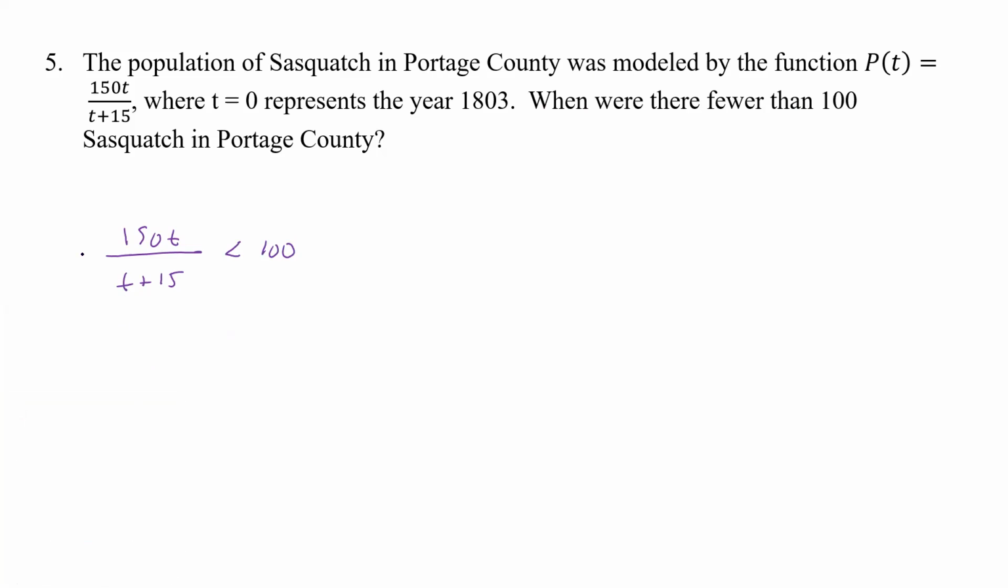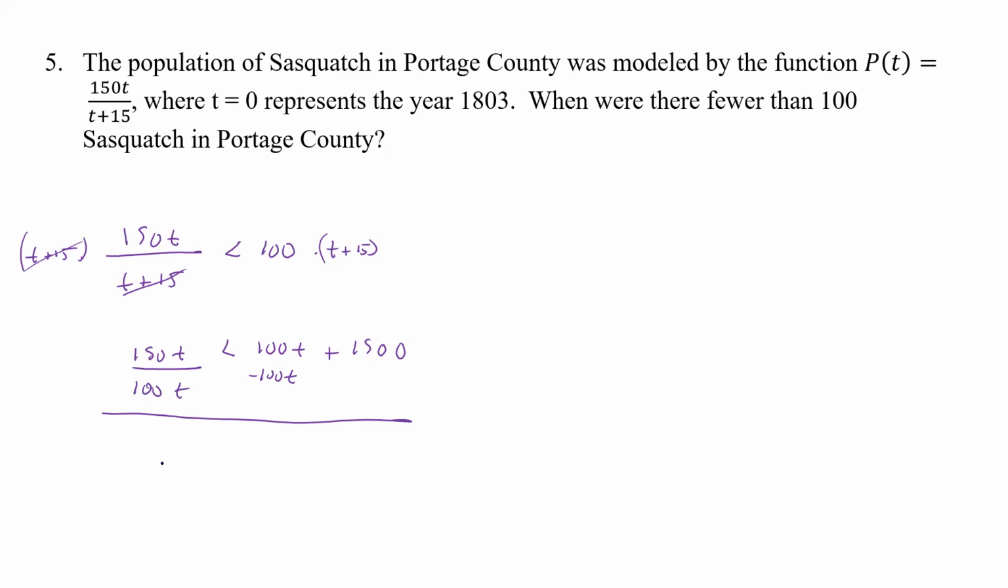Well, how do we solve this? Well, I'm going to multiply both sides by t plus 15, because when I do that, it cancels here. I get 150t less than 100t plus 1500. Okay. Now if I subtract 100t, that gives me 50t is less than 1500, divided by 50, and it looks like t is less than 30. Okay, so less than 30 years.